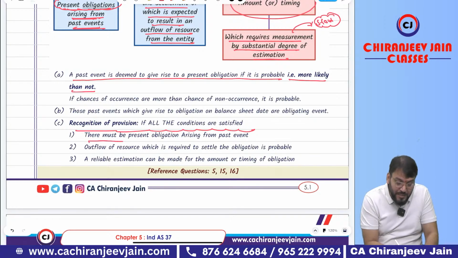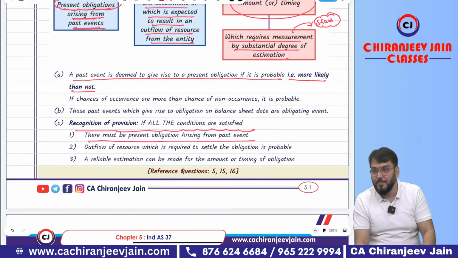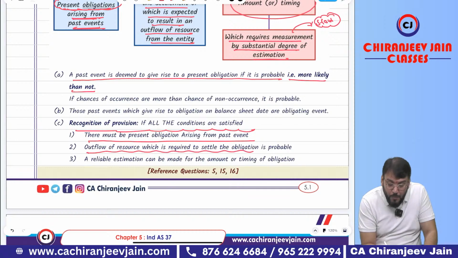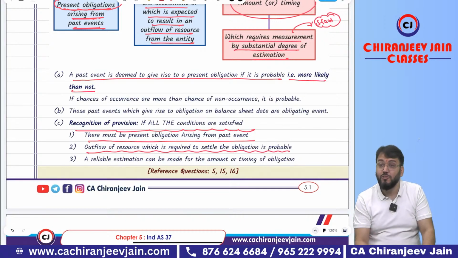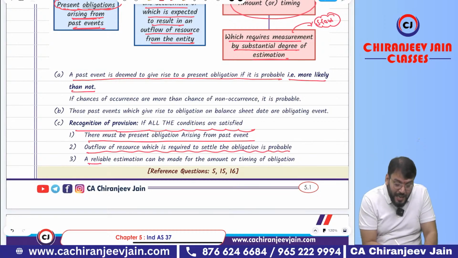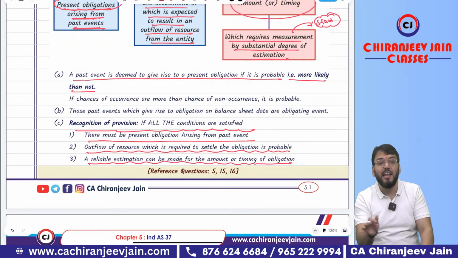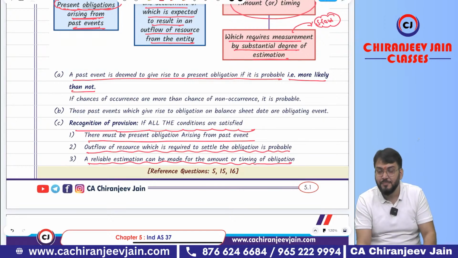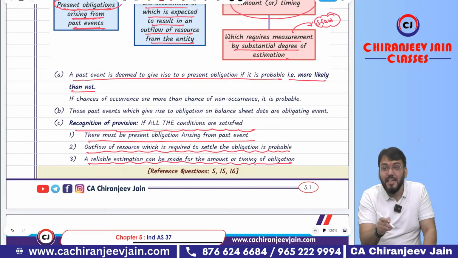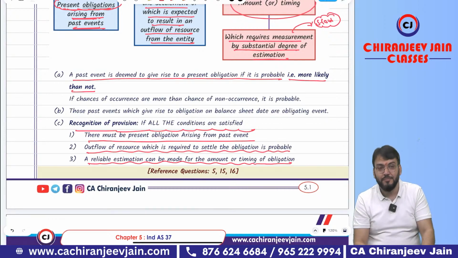What are the three conditions? There must be a present obligation arising from a past event. Second, the outflow of resource which is required to settle the obligation is also probable. So outflow is also probable. And third, a reliable estimation can be made for the amount or timing of the obligation. If all these three conditions are satisfied, then recognize provision.